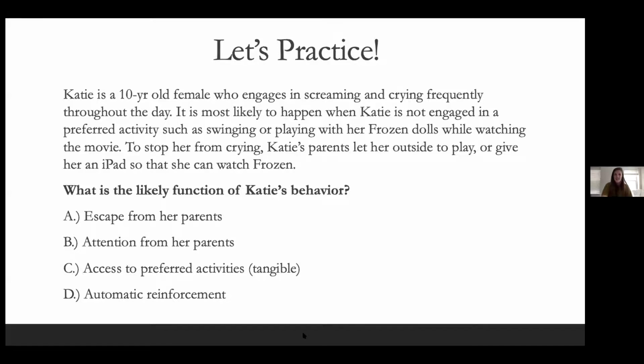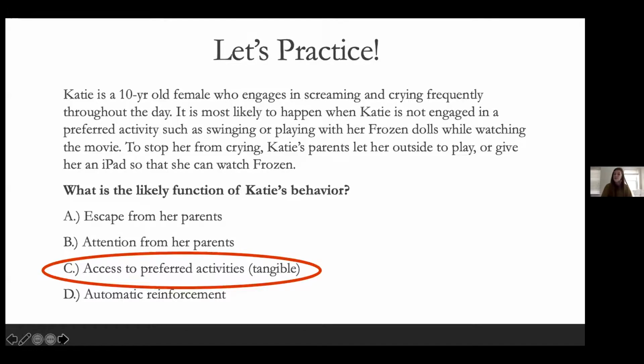Good. So the answer in this case would be access to preferred activities or tangible. While she is still getting attention from her parents when they're letting her outside, if we look at the antecedents, she's not engaging in it when she has access to her preferred activities. It's when those are removed that she engages in the behavior.